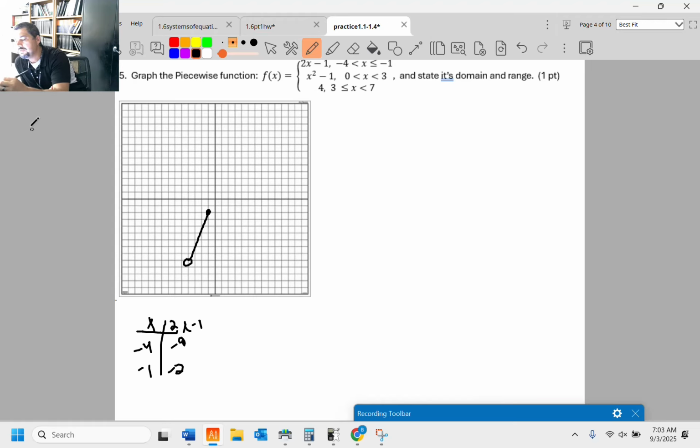x squared minus 1 is up next. You should know that that is a parabola. It's valid from 0 to 3, so we're just going to plug in a 0 and a 3. You might want to plug in a 1 just to see, because you're not drawing the full parabola. You're only drawing the right-hand side of the parabola. So if you plug in a 0, you get -1. If you plug in a 1, you get 0. If you plug in a 3, you get 8.